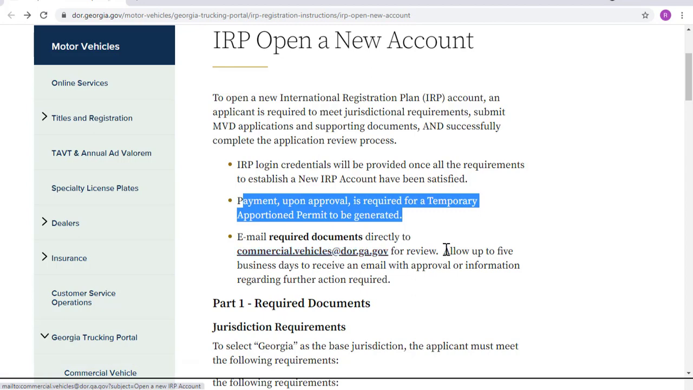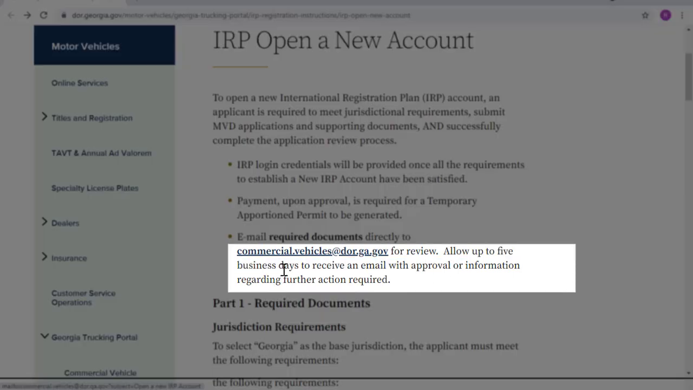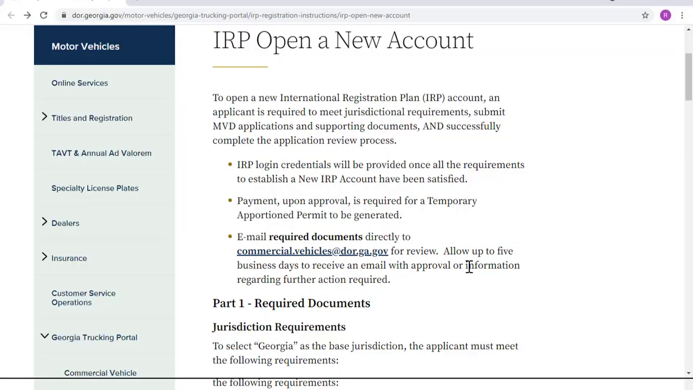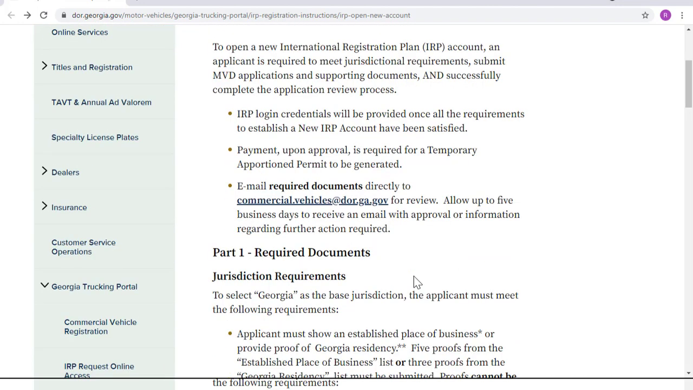Okay, and here, pay close attention to this particular sentence. It says, allow up to five business days to receive an email with approval or information regarding further action required. Basically what that means is, when you submitted your application and the supporting documents, they may find that you need an additional doc or some other required documents, and so they'll give you an opportunity to resubmit with the additional information that they're requesting.